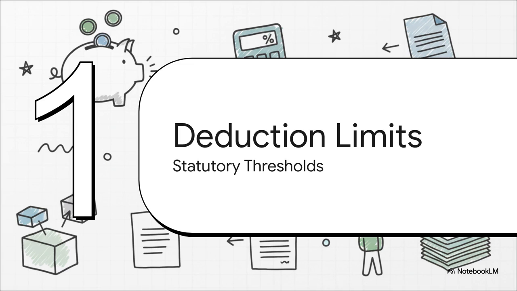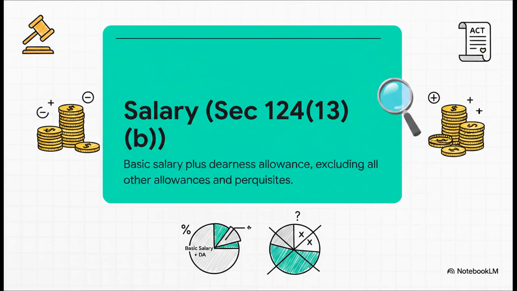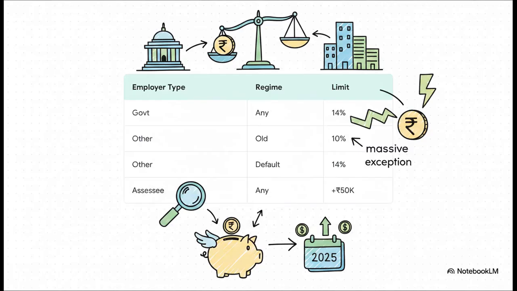This is where the numbers get really interesting because the statutory limits are bifurcated. But before we look at percentages, we need to establish our baseline. What exactly counts as salary? Under Section 194.13b of the new Act, salary is strictly defined as basic salary plus dearness allowance. And remember that DA is only included if the terms of employment specifically provide for it. It completely excludes all other allowances and perquisites. If you accidentally calculate your 10 or 14% limit on a gross salary that includes bonuses, your computation is going to be legally invalid.